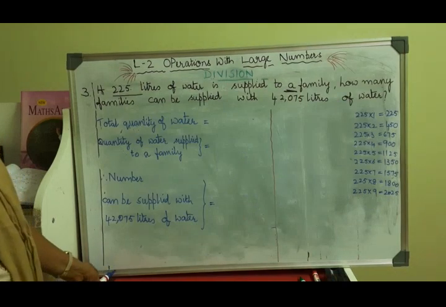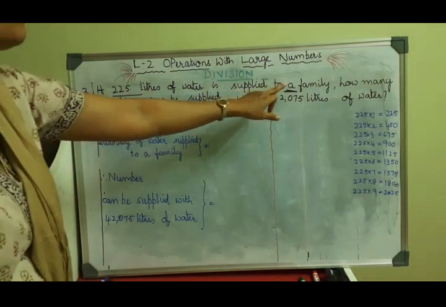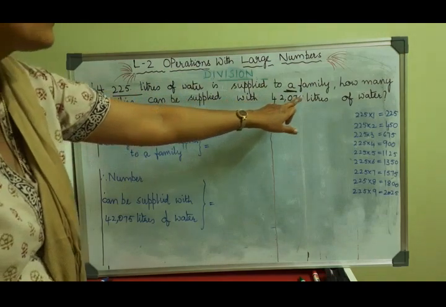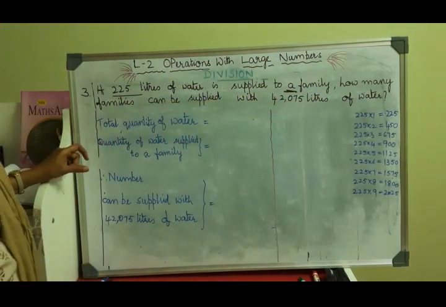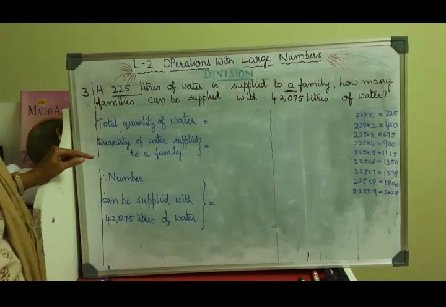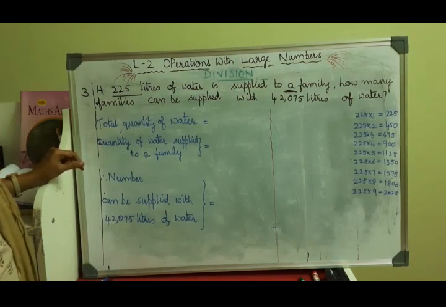Let us read the next question. If 225 liters of water is supplied to a family, how many families can be supplied with 42,075 liters of water? One family gets 225 liters of water. Then the total capacity is 42,075 liters of water. Our question is, how many families will get the water?